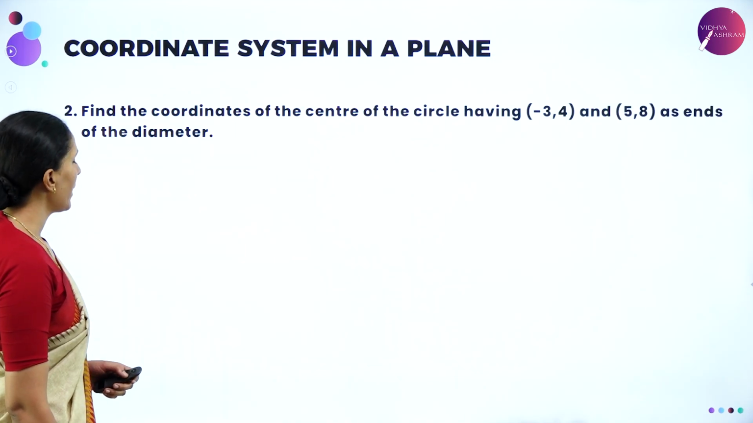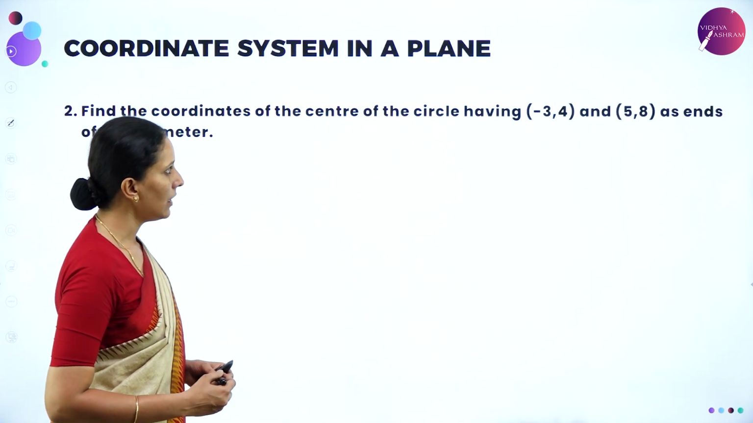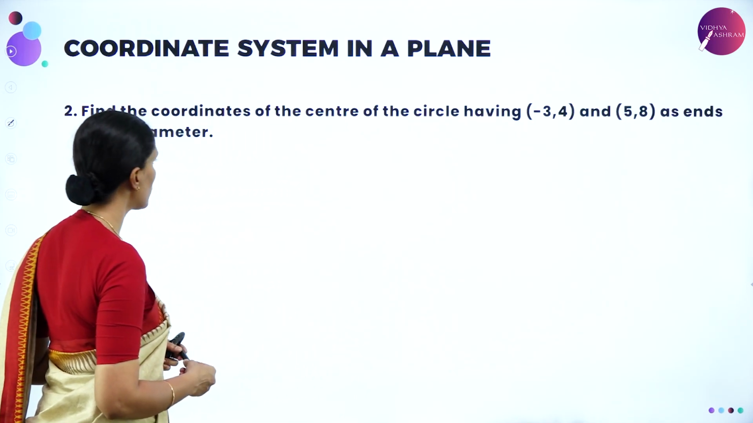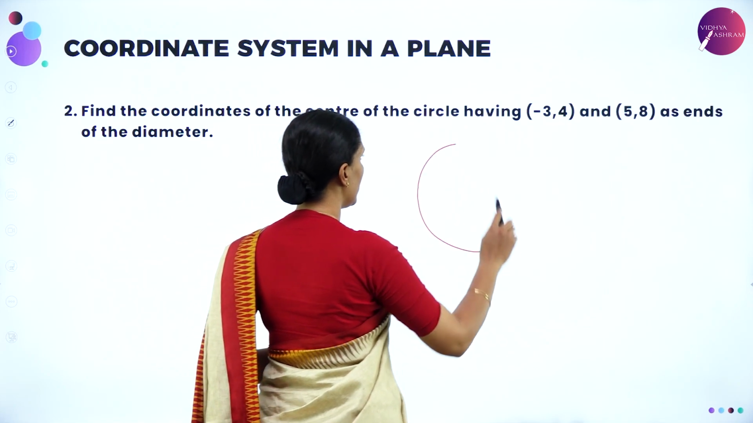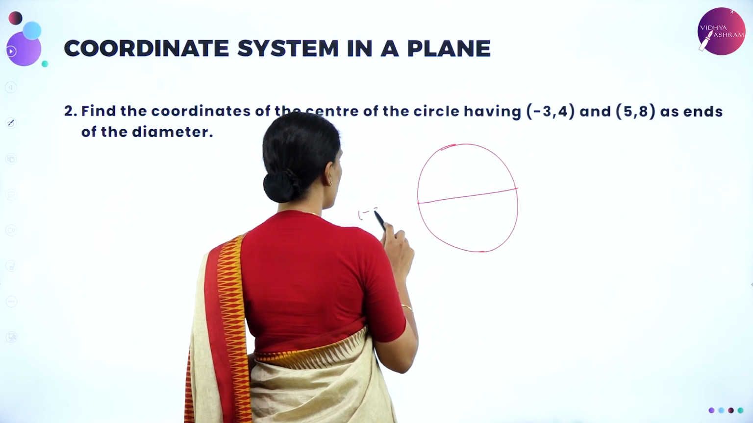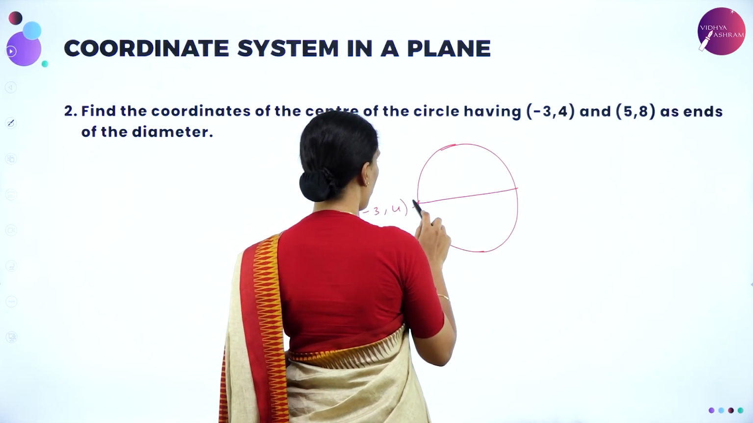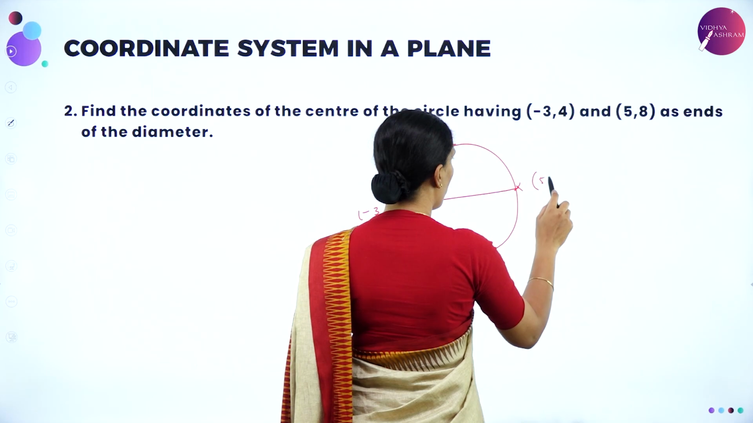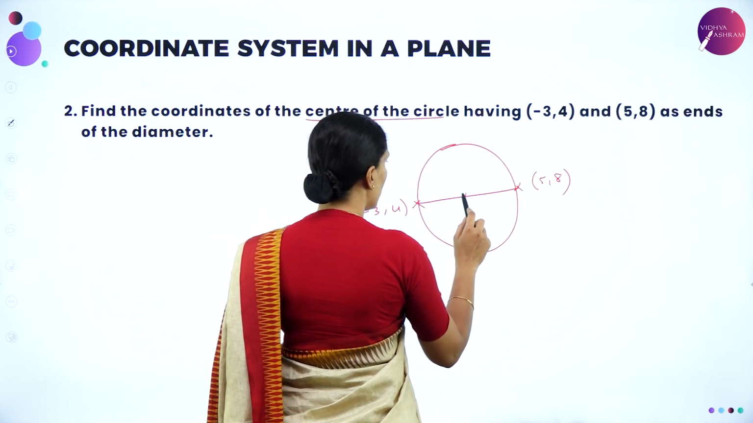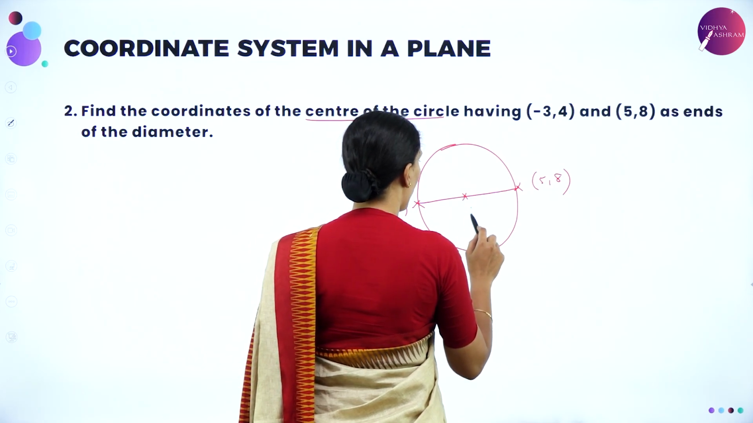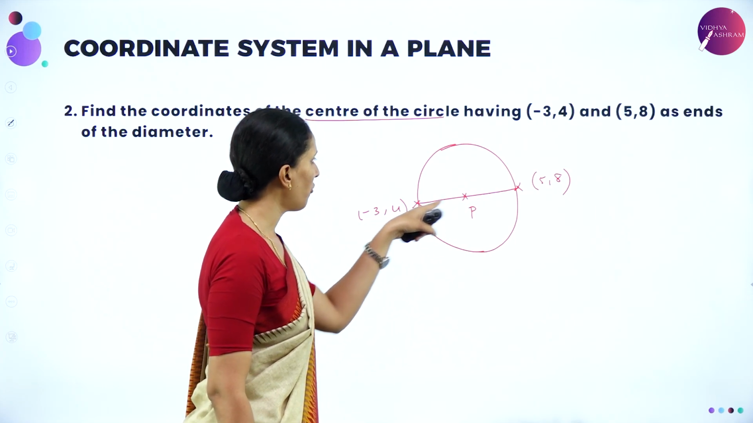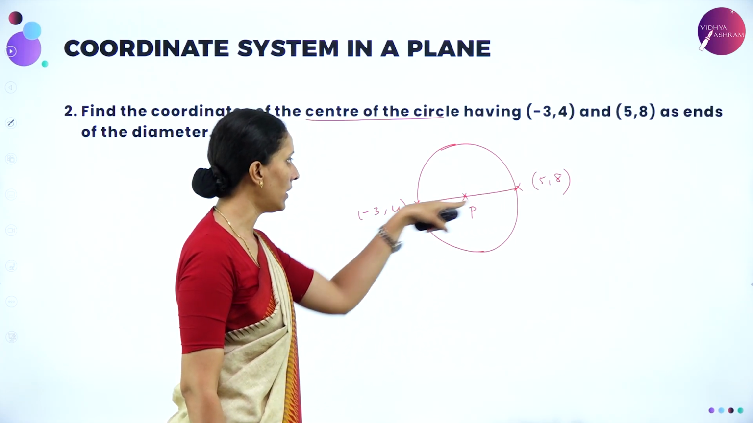Next question. Find the coordinates of the center of the circle having minus 3, 4 and 5, 8 as ends of the diameter. So we have a circle here and we have drawn a diameter whose ends are given, that is minus 3, 4 and 5, 8. So we are supposed to find the center of the circle. Let this be point P. Center of the circle is nothing but the midpoint of the line segment or the midpoint of the diameter.